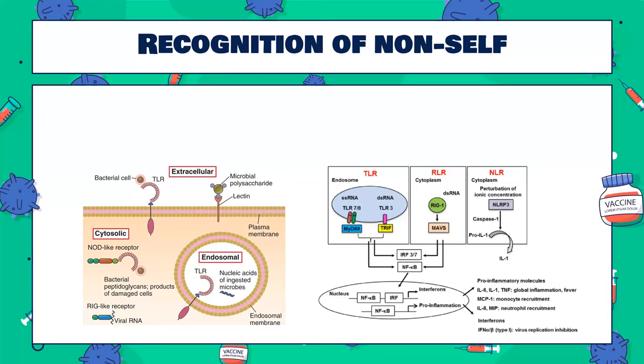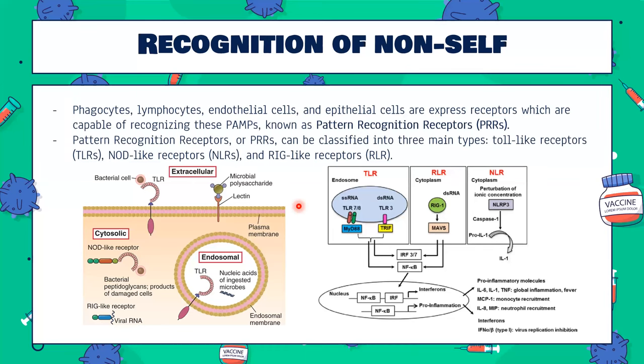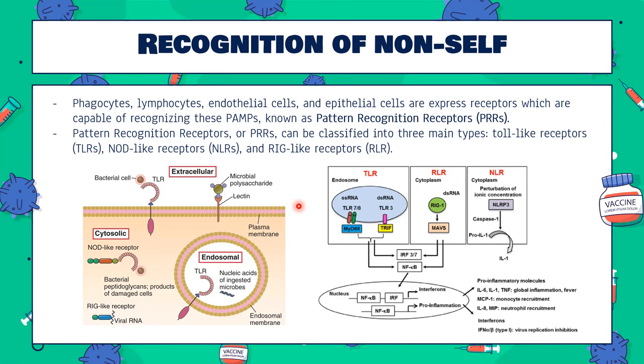All right. So we have those PAMPs. How are we actually able to recognize them? What do we do to know that, okay, sure, I have a foreign body. If I am not able to recognize that it's a foreign body, then what's the point? So, in order to actually recognize these PAMPs and DAMPs, phagocytes, lymphocytes, epithelial cells, endothelial cells all express receptors that are capable of recognizing these PAMPs. And these are known as pattern recognition receptors or PRRs. Immuno really likes summing things up into three letters, so just try your best not to get things mixed up, and I'll try my best to help you guys in remembering them as well.